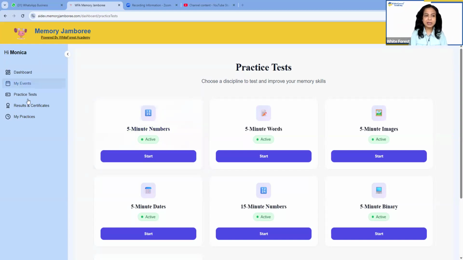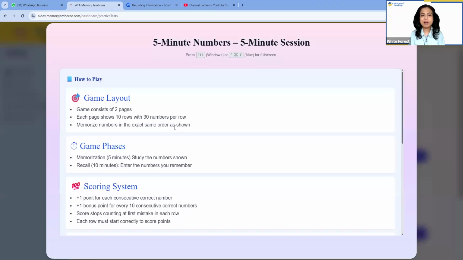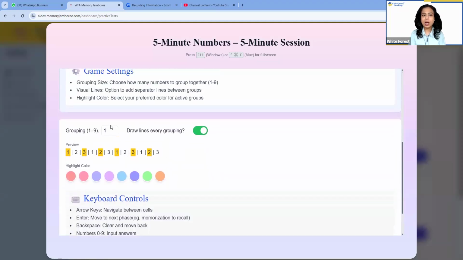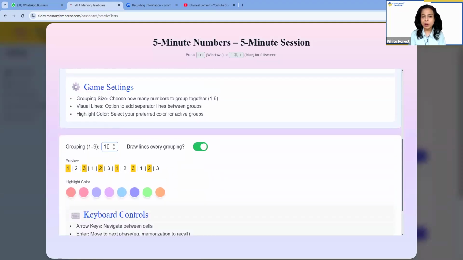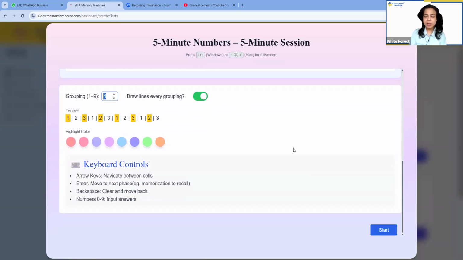aidev.memoryjambori.com. We'll go to the practice test, and now we are going to 5-minute numbers. Let's go to 5-minute numbers. Make sure you have not selected the grouping of any other number. Always make it the grouping of 1. Okay, so we have the grouping of 1. Draw lines. I'm selecting that. And then I am coming to start.